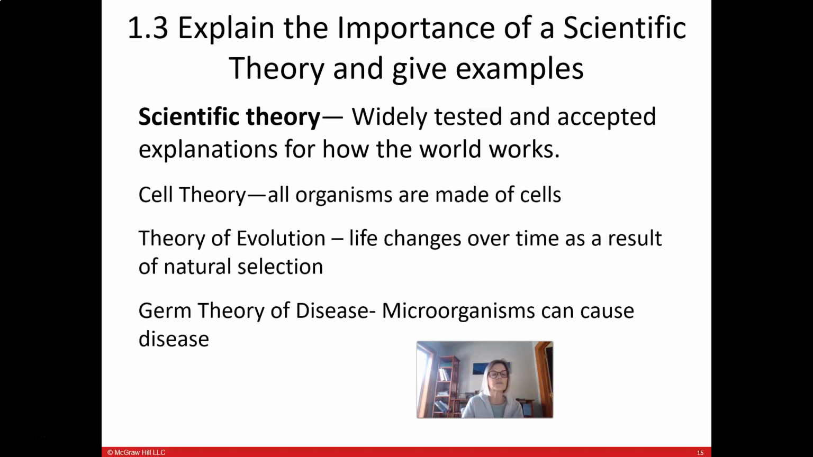Now, how would we get absolute proof for evolution? I don't know. Maybe you have to be there when it started. So the best thing we can do is a theory. Here's some of our common theories. A cell theory, that all organisms are made of cells. So far, it's held true. Theory of evolution: life changes over time as a result of natural selection. Germ theory of disease: microorganisms can cause disease. All of these different things are theories, and they're very critical to the understanding of science. I'm going to stop right there, and I'm going to finish this lecture in the second video.